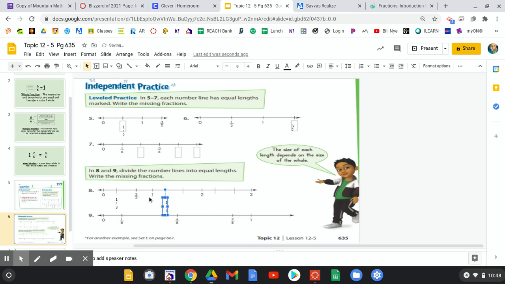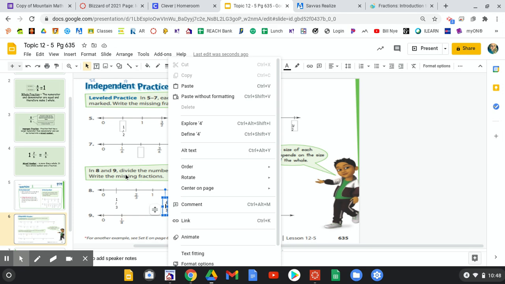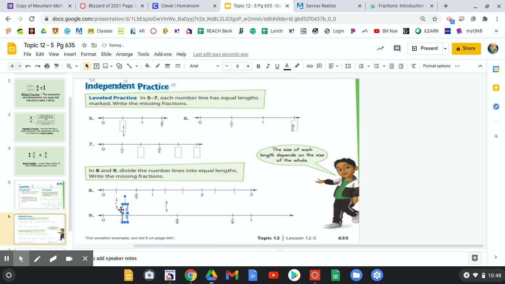Okay, so this is 1/3, 2/3, 3/3. So then this one would be not 1/3, but 4/3. Let's paste this again. 4/3. And this one would be 5/3. And oh, I just pasted that inside of there. We don't want to do that. So 5/3. And then this would be 6/3.